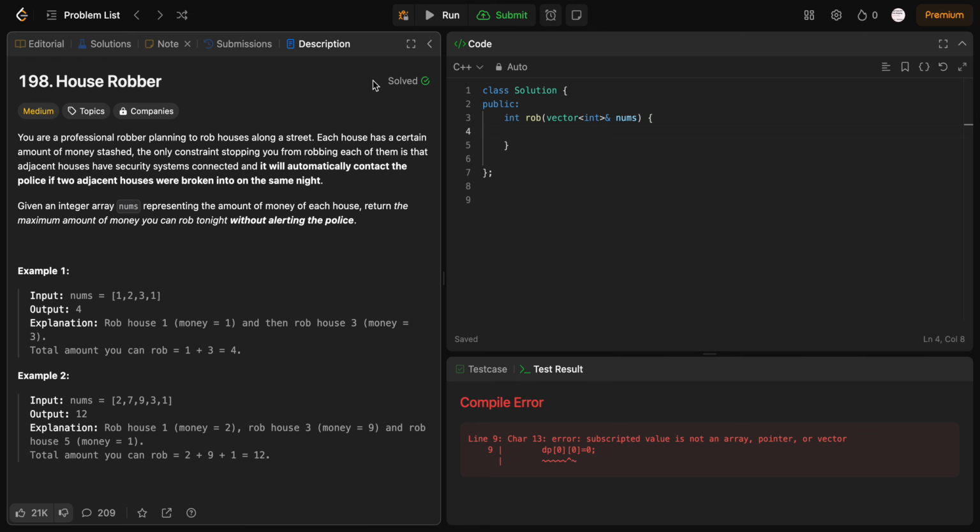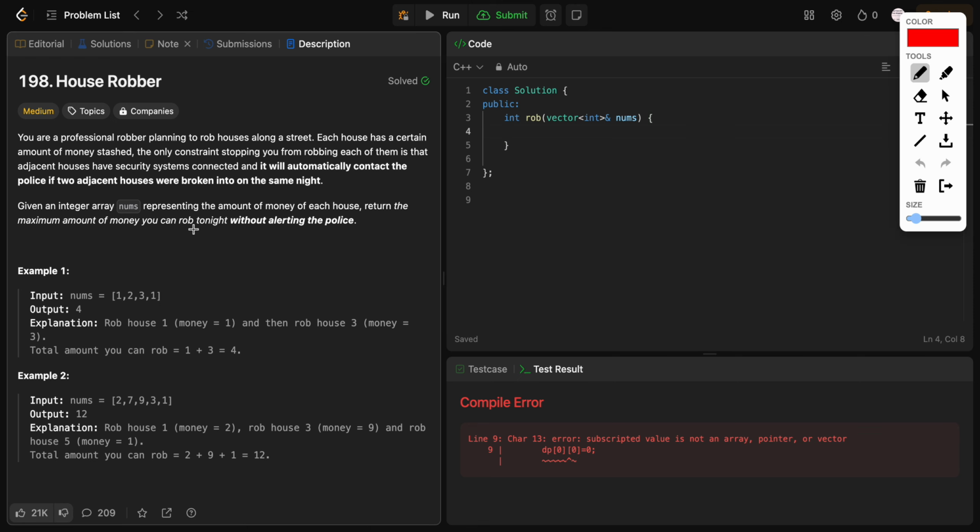So here we are given this problem. You are a professional robber planning to rob houses along a street. Each house has a certain amount of money stashed. The only constraint stopping you from robbing each of them is that adjacent houses have security systems connected, and it will automatically contact the police if two adjacent houses were broken into on the same night.